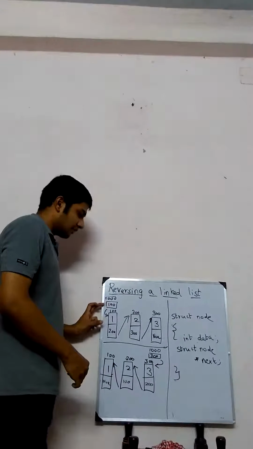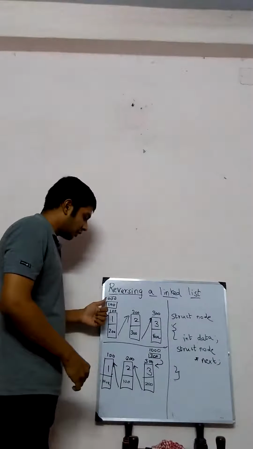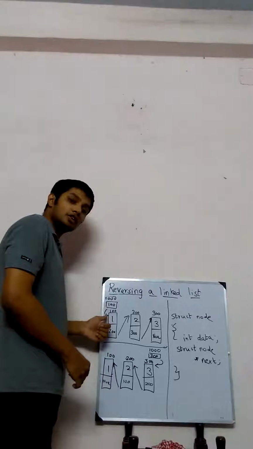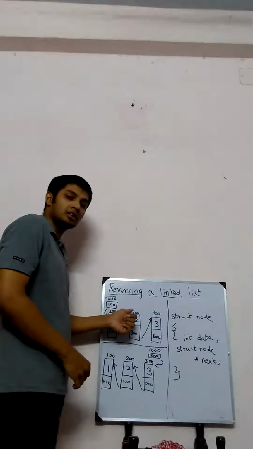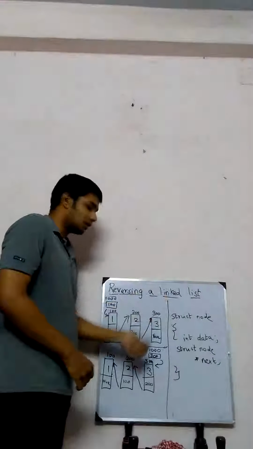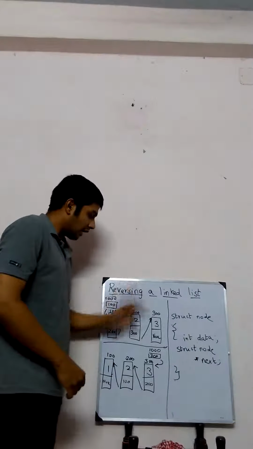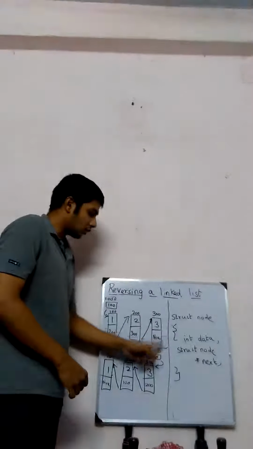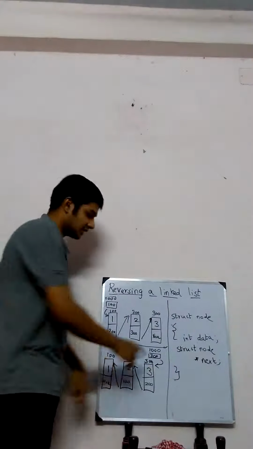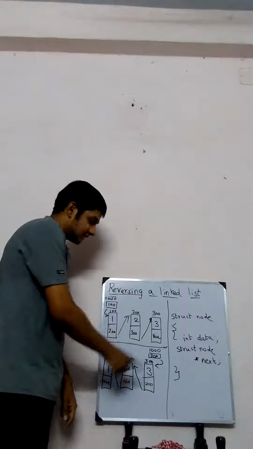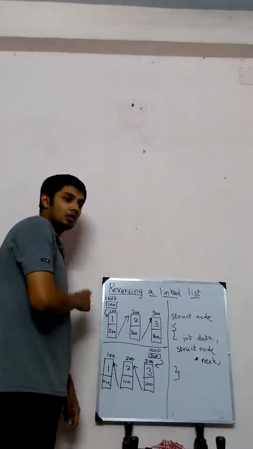Here I have an example of an integer linked list. The head pointer points to the first node in the linked list, the first node in turn to the second, the second to the third, and the third in turn to null. After reversing a linked list, the head pointer would be pointing to the last node of the linked list, the last would be pointing to the second last, in turn to the first, in turn to the null.